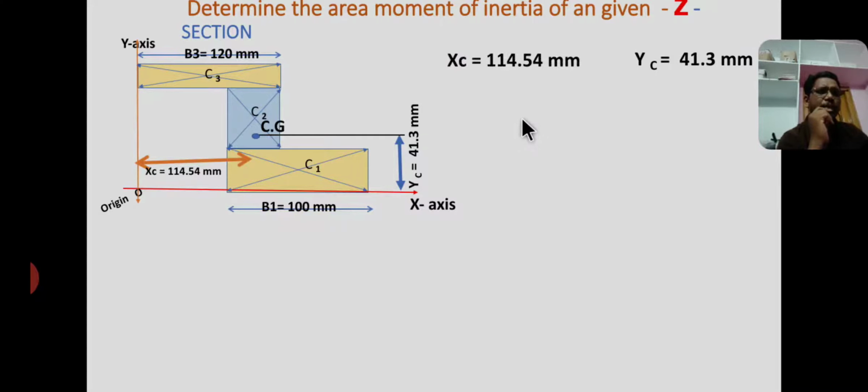YC equal to 41.3, XC equal to 114.54 mm, and GX, GY are the centroidal axes. The centroidal axes pass through the centroid CZ. The moments of inertia about these axes are called IGX and IGY, and the moments of inertia about these axes are called IXX and IYY.